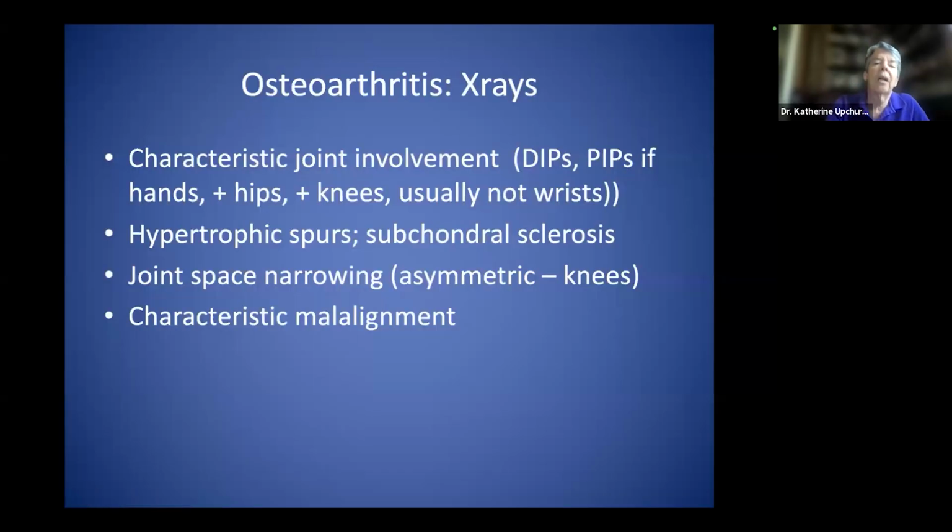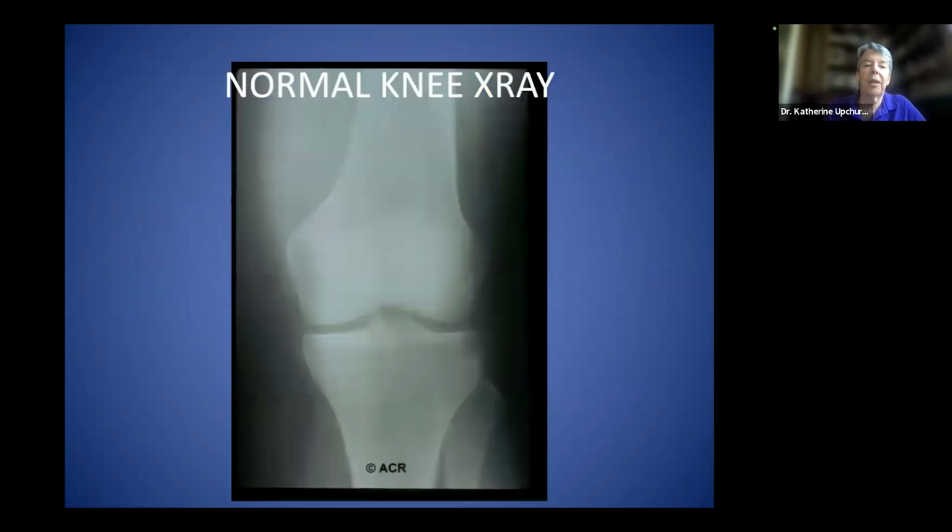Now, the x-rays of osteoarthritis will show characteristic joint involvement of the joints that you would expect to be involved. And the radiographic findings would be hypertrophic spurs, subchondral sclerosis, joint space narrowing, which is asymmetric in hips or knees. So if you see the knee involved, you're going to see just one compartment of the knee often. And then there'd be characteristic malalignment, particularly in osteoarthritis, as I mentioned. So this is a normal knee x-ray.